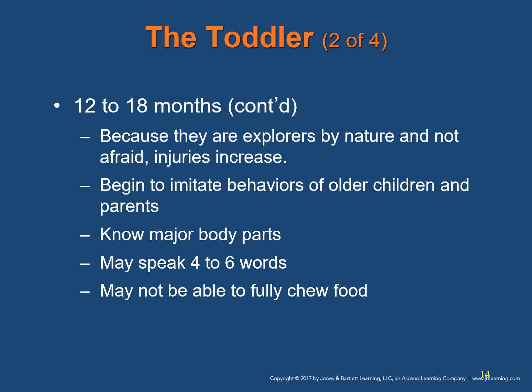Toddlers begin to imitate the behaviors of older children and parents. They know major body parts when you point to them, and may speak 4 to 6 words. Because of the lack of molars, they may not be able to fully chew their food, leading to increased risk of choking.